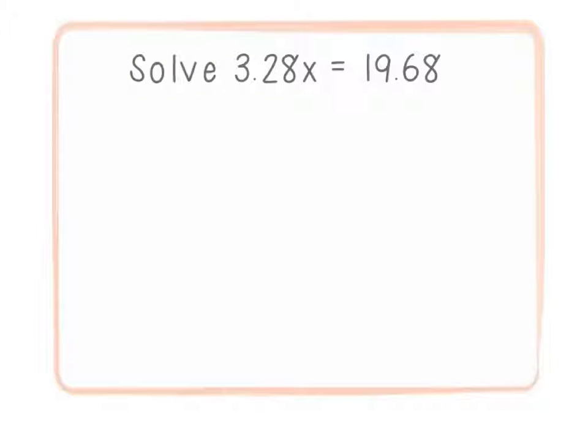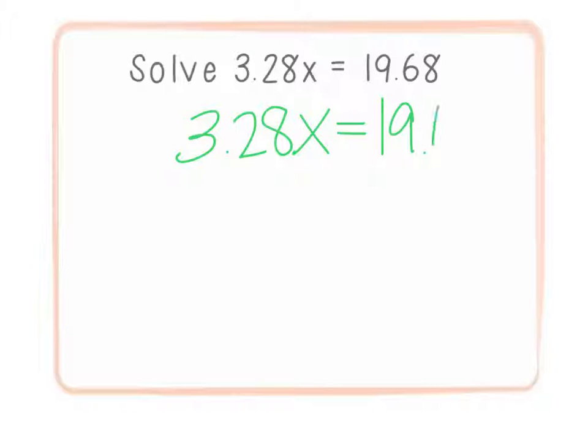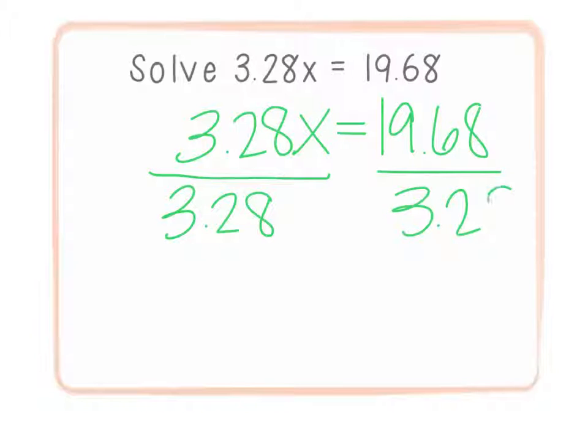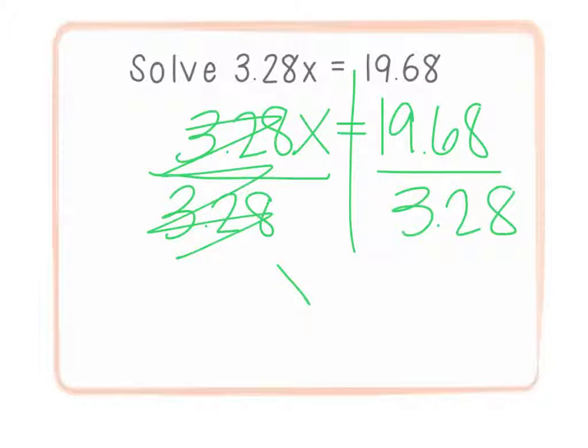Okay, in this problem, again, it's a multiplication equation, but this time we have decimals. So we have 3.28 times x equals 19.68. So I can't do this mental math. So again, go back to my handy dandy trick of getting the x alone. I'm going to divide by 3.28 on both sides because I want to get that x by itself on the side of the wall. 3.28 divided by 3.28 leaves me with 1x.